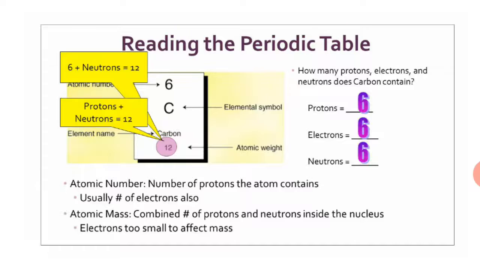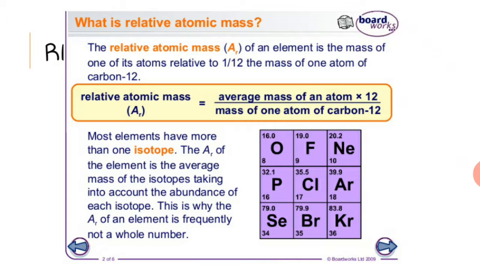So this is about the relative atomic mass. If it comes to what is relative atomic mass, you have an idea that it is the relativity of the masses. The relative atomic mass of an element is the mass of one of its atoms relative to 1/12 the mass of one atom of carbon-12.